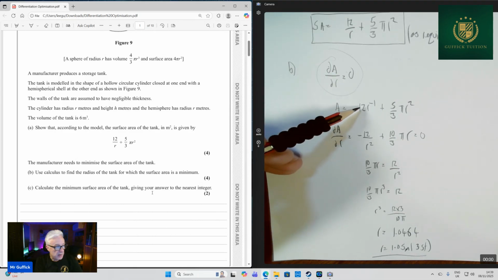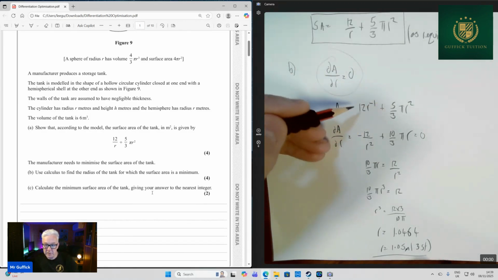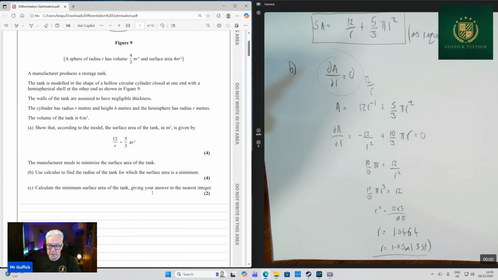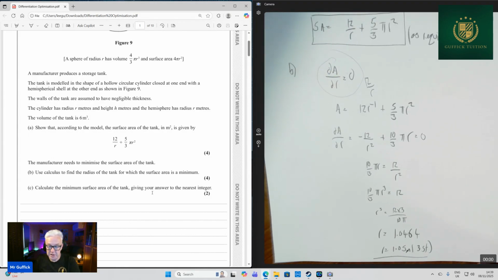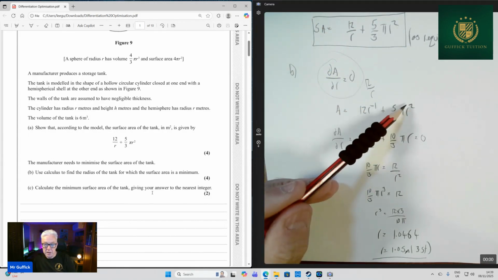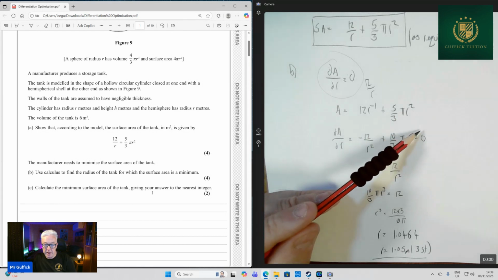So we're going to differentiate this expression with respect to r. Now notice that instead of writing it as 12 over r, I've written it as 12r to the minus 1, just because that makes it easier for us to differentiate. So we times by the power that's there, and lower the power by 1.